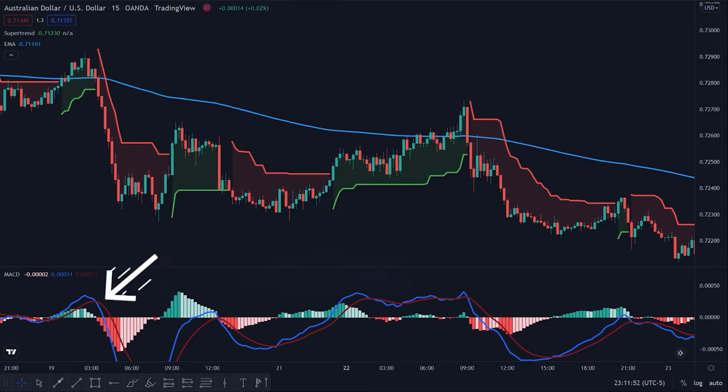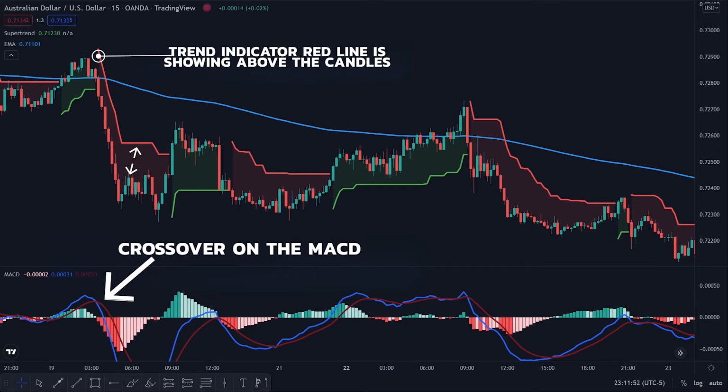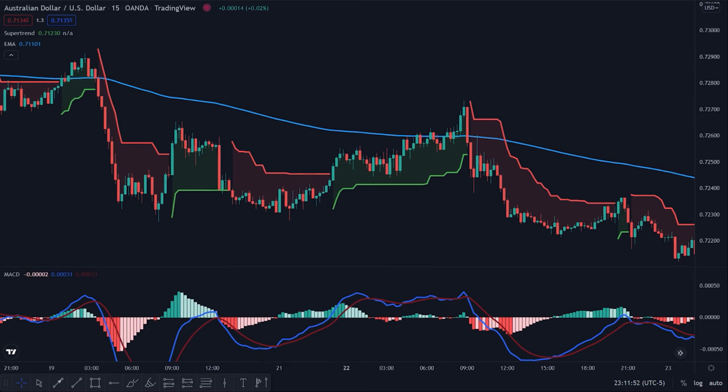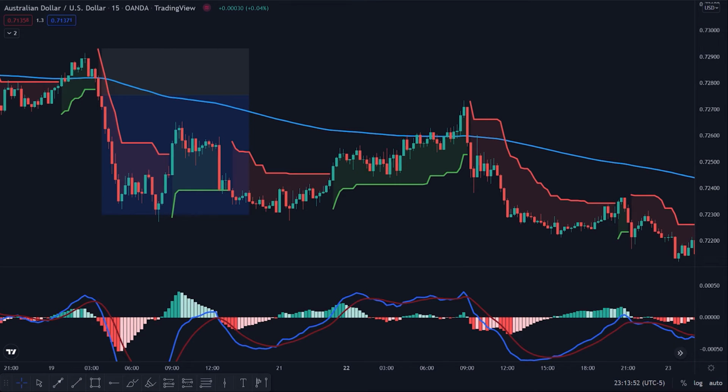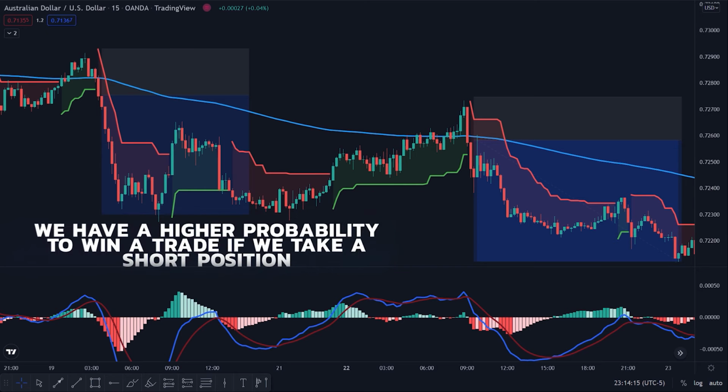Next, as you can see, there is a crossover on the MACD while the super trend indicator red line is showing above the candles. All these 3 confirmations together mean that price has reached a trade entry point, and this makes the chart change directions. We can see this happen multiple times throughout time. So this way, we have a higher probability to win a trade if we take a short position.